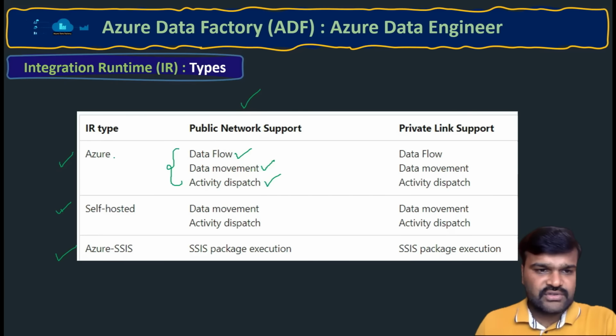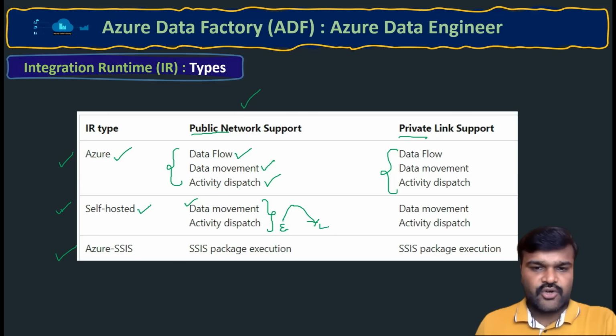With the Azure auto resolve integration runtime, you can perform these three, not only in public but also in the private network. But in the case of self-hosted, you can perform data movement and dispatch activity, but you cannot perform data flow activity. You can only lift and place the data, that means extract and load the data. Transformation is not possible, even in the private network.